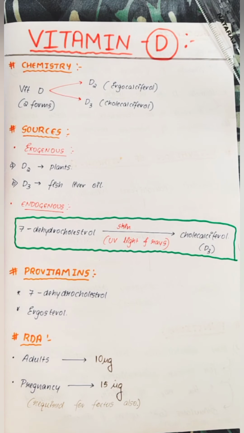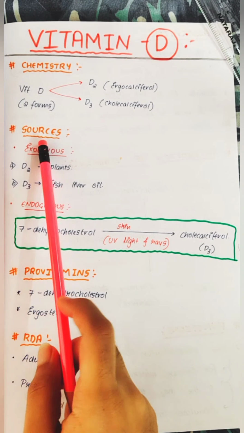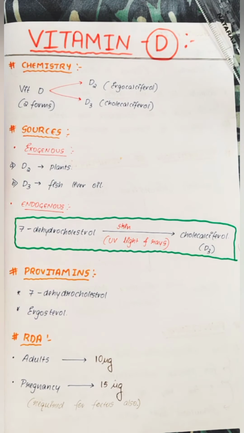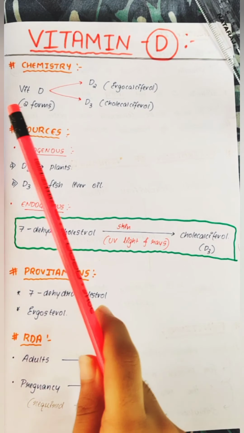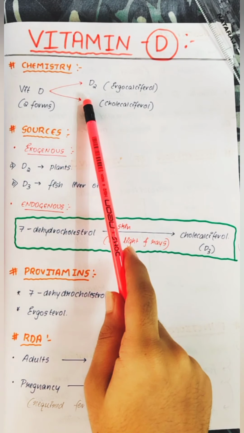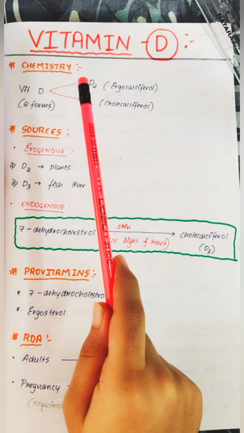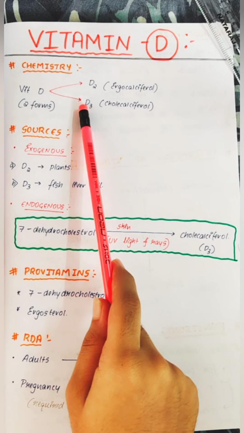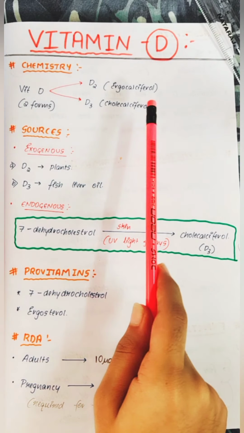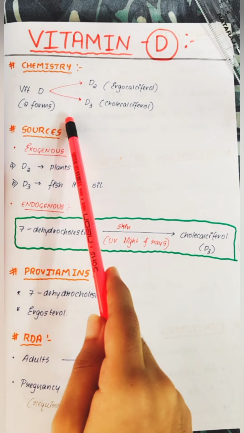Vitamin D is a fat soluble vitamin, and we'll look at the chemistry of vitamin D. Vitamin D exists mainly in two forms. The first one is vitamin D2, also called ergocalciferol, and the other one is vitamin D3, that is cholecalciferol. So this is the chemistry of the vitamin.